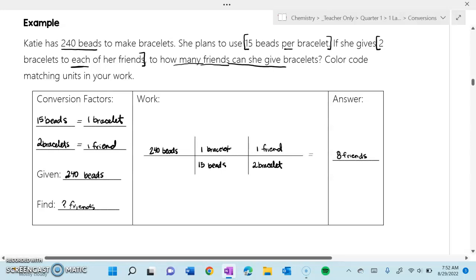Just a little side note here, if you're ever using real items or people, if you get a fraction, round it down so that you have a whole number. That way you have how many people you can actually give bracelets to, and then you might have some left over if it were to come out as a fraction.